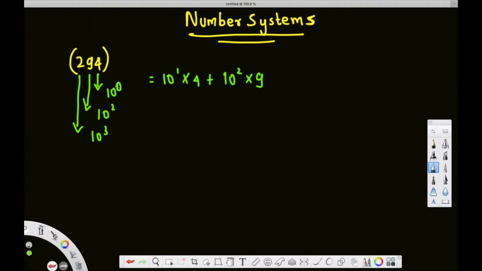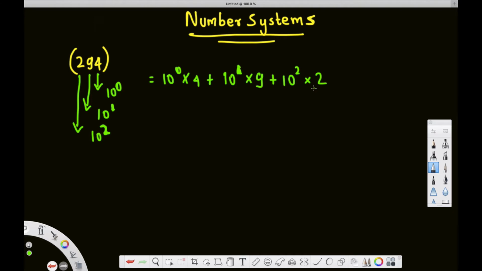Actually I made a mistake. Starting from the right, 4 is taking the place of 10 power 0, 9 is taking the place of 10 power 1, and then 2 is taking the place of 10 power 2. So 4 times 10 power 0, 9 times 10 power 1, and then 10 power 2 times 2.